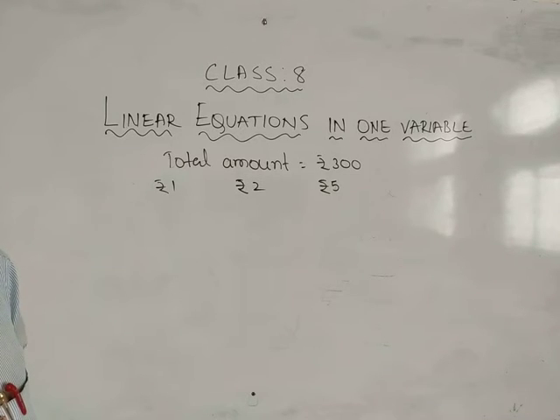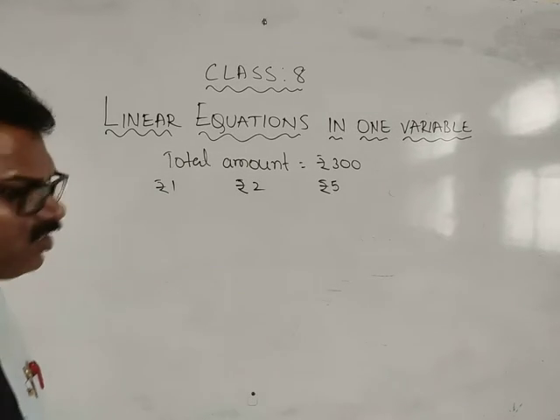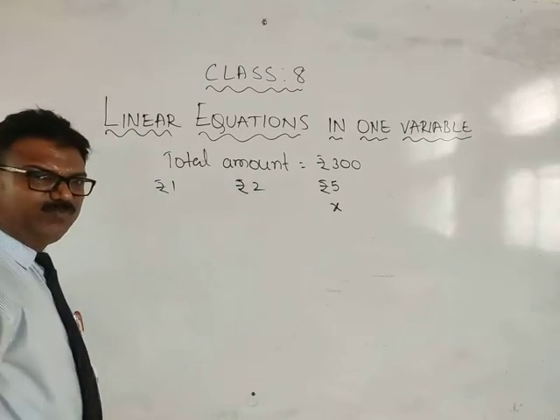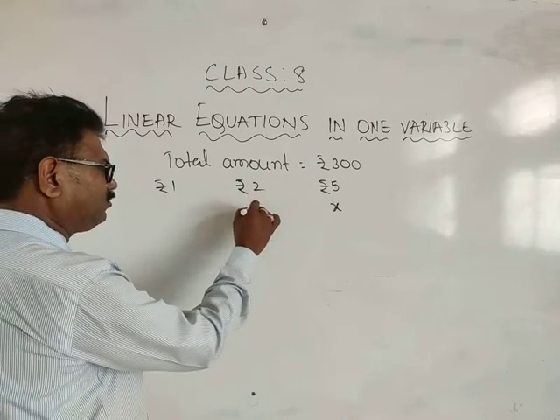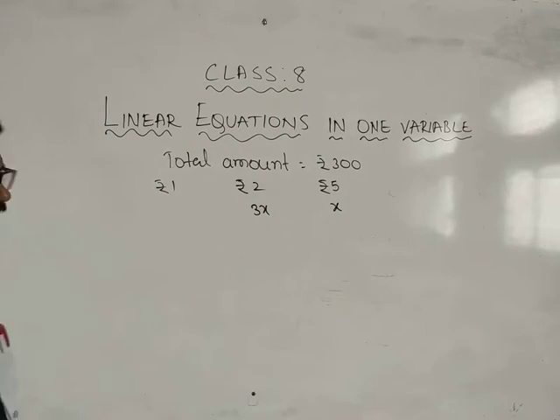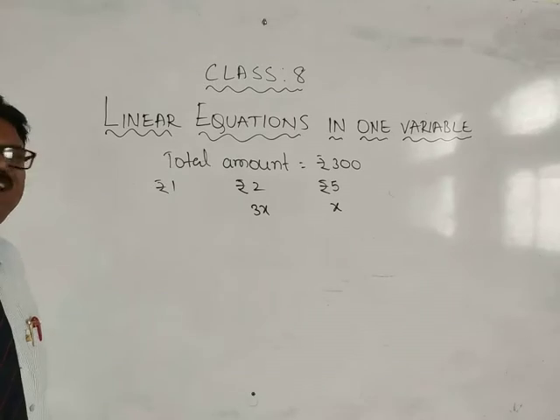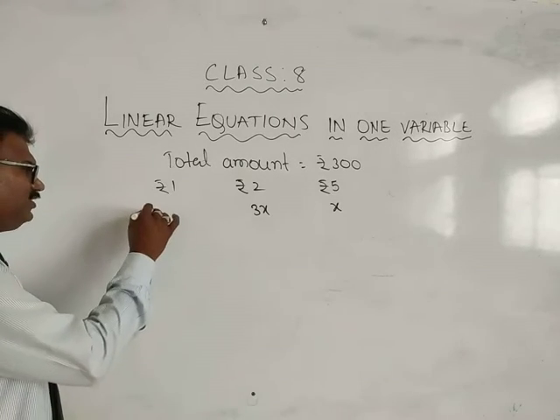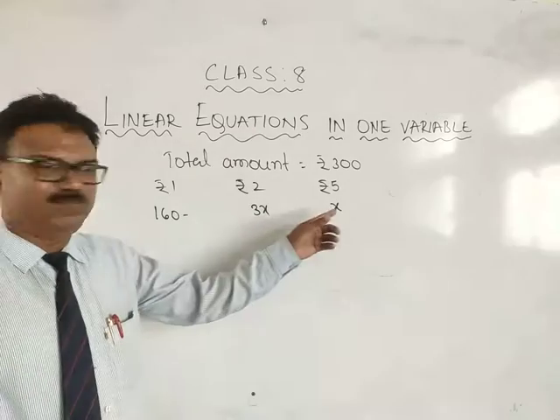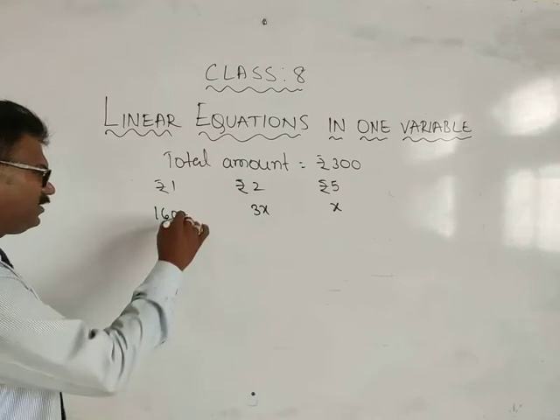Total number of coins are 160. Number of 2 rupees coins is 3 times the number of 5 rupees coins. Therefore, let the number of 5 rupees coins be x. Then 3 times means 3x. What about 1 rupee then? Total number of coins are 160, minus 3x plus x, it is nothing but 4x.